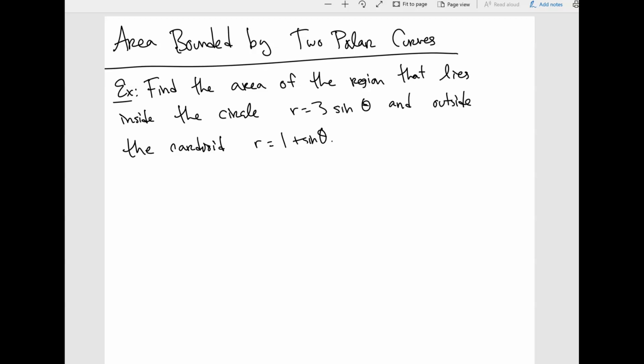In this video, we will take a look at area bounded by two polar curves. So here we want to find the area of the region that lies inside the circle, r equals 3 sine theta, and outside the cardioid, r equals 1 plus sine theta.